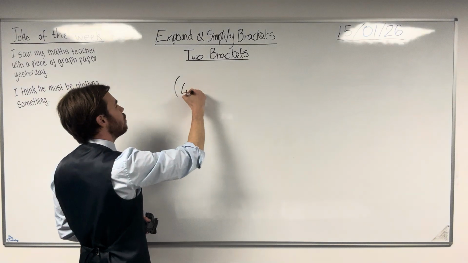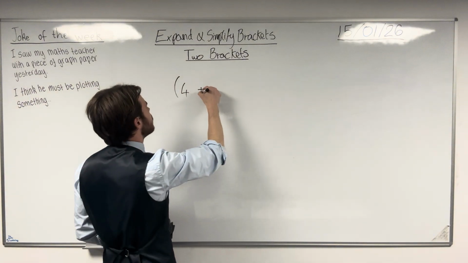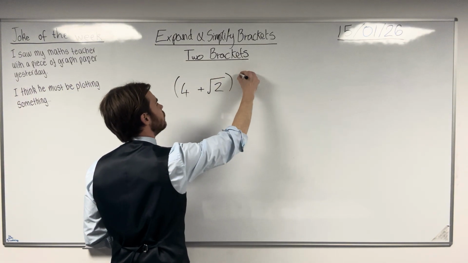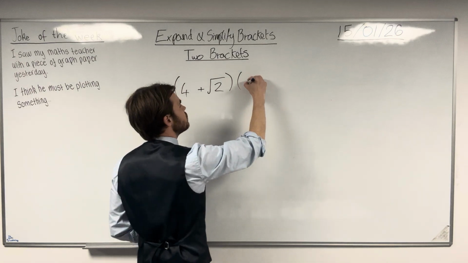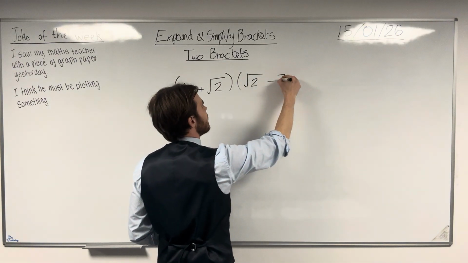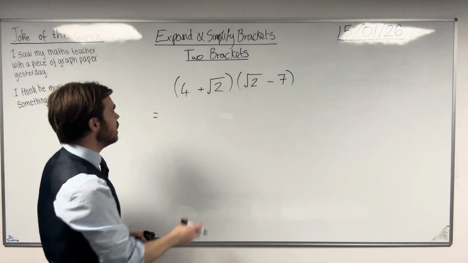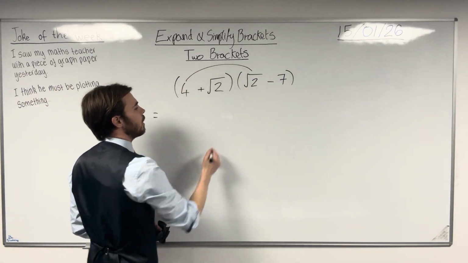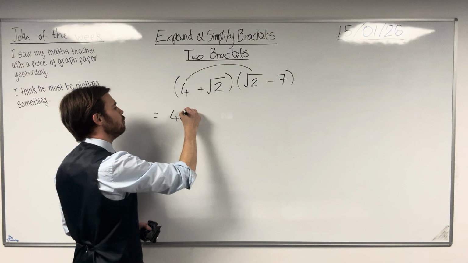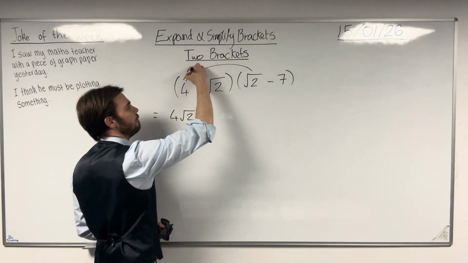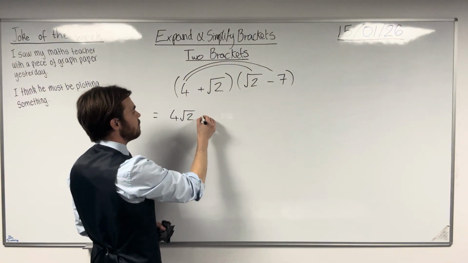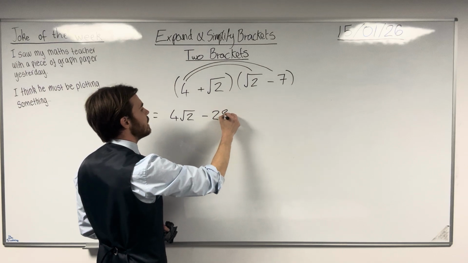So we got 4 plus root 2, and then root 2 take away 7. So we've got a take away in there. So just be a little careful with your negatives here. So I've got 4 multiplied by root 2 gives me 4 root 2. Then I've got 4 multiplied by negative 7, which is negative 28.